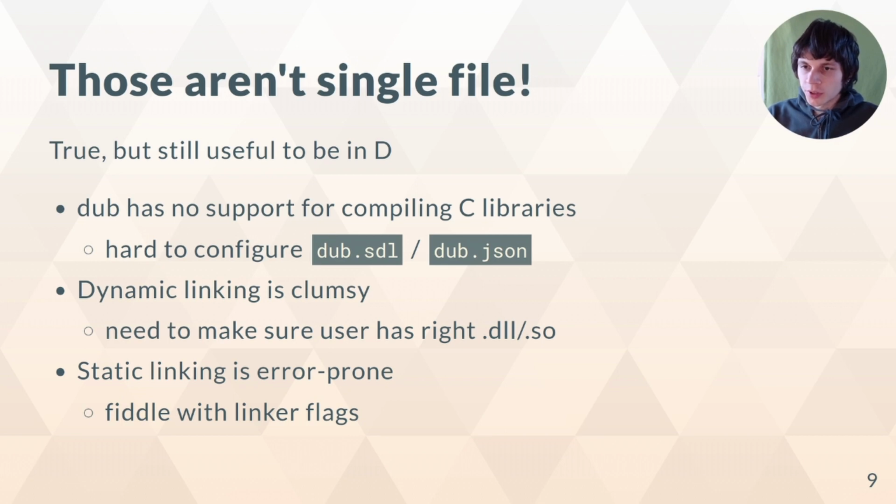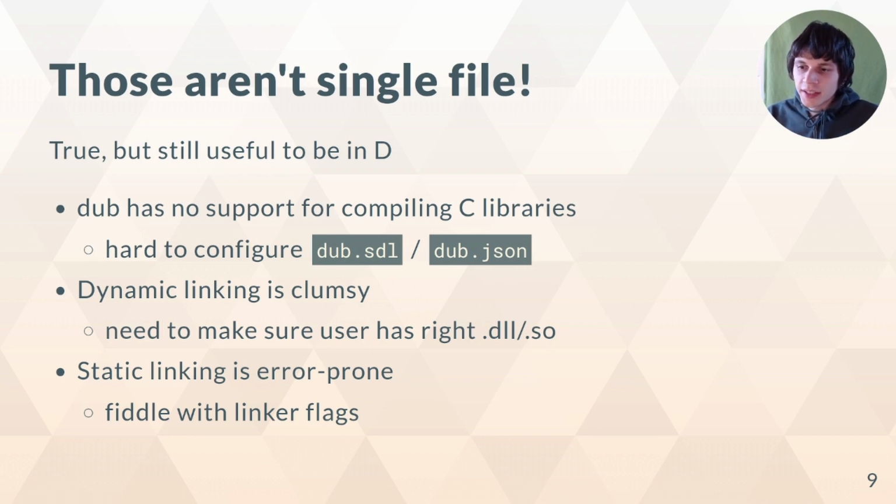Now, those last two weren't single-file libraries, but it's still useful to have them in D over C, because dub has no support for compiling C libraries currently, and it's hard to configure your dub configuration file to link with a precompiled library or manually compile it as a pre-build command. You can resort to dynamic linking, but it's often clumsy as the user has to have all the right libraries installed on their system, and when they don't, the operating system usually just gives an error message with no further help on how to install it. So often programs are shipped with all the DLLs or .so files they depend on, which kinda defeats the purpose.